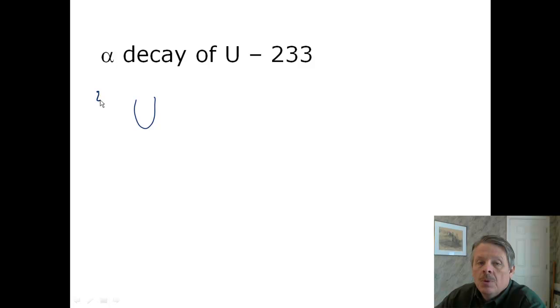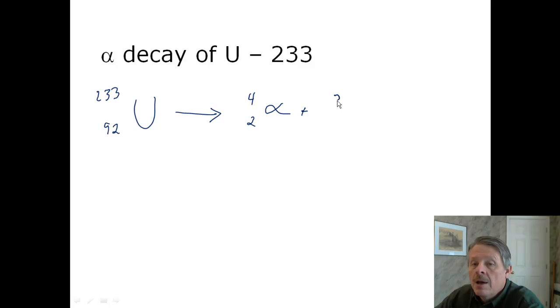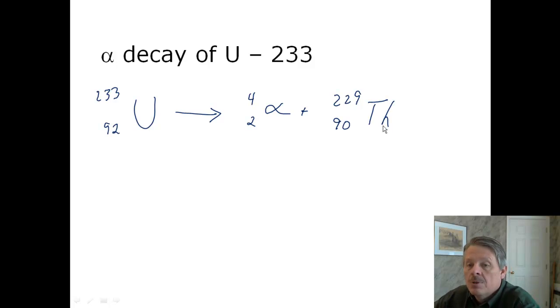Uranium weighs 233, and it's number 92 on the periodic table, and it decays. It breaks apart all by itself without any help from me into an alpha particle, which is 4 and 2, and remember, my numbers have to balance. So 229 plus 4 gives me 233, and 90 plus 2 gives me 92, and this is the element thorium. How do I know it's thorium? I look up number 90 on the periodic table, and that tells me it's thorium.